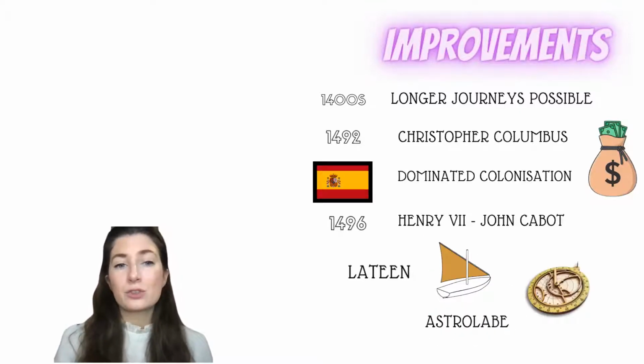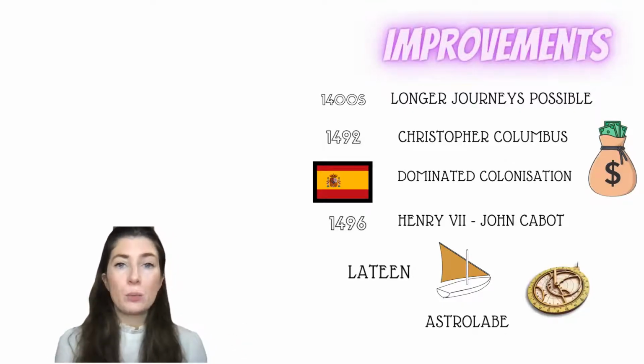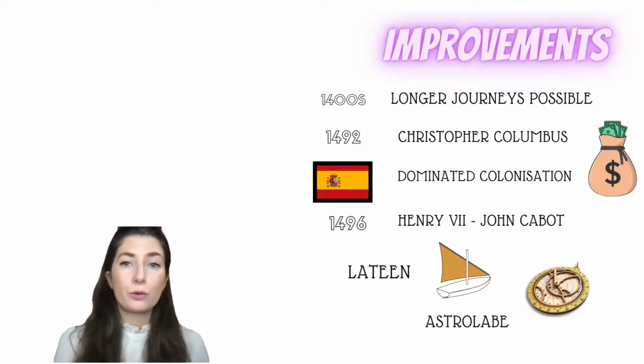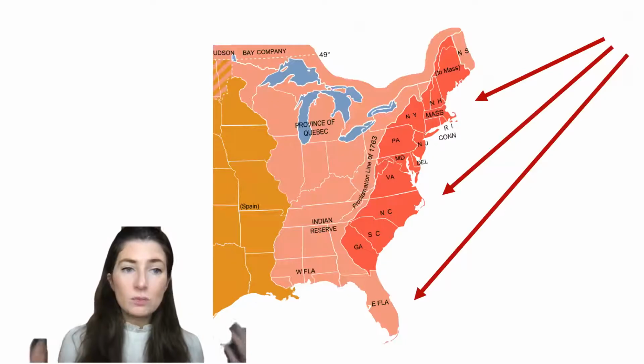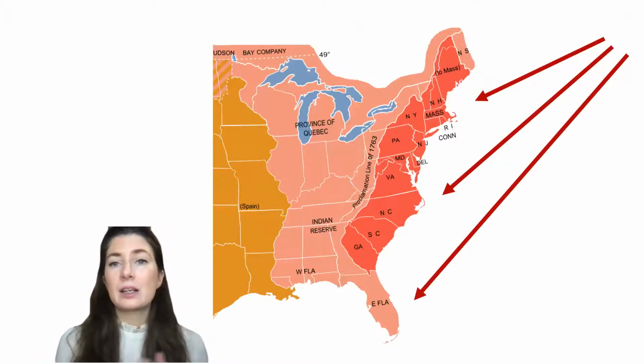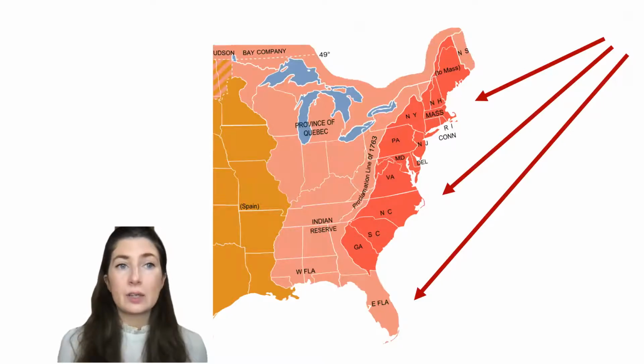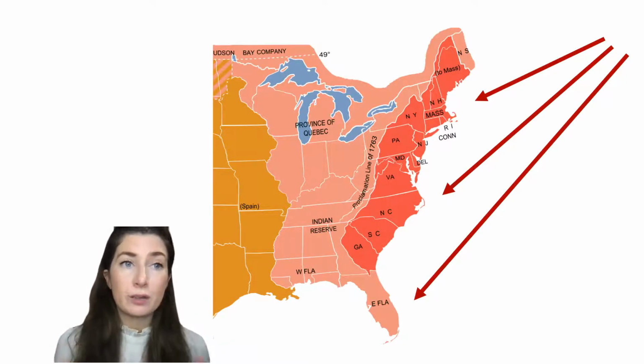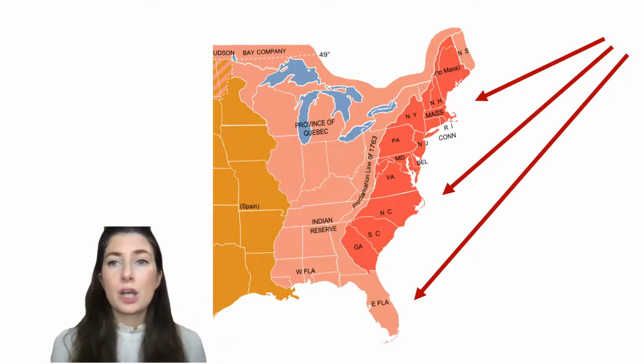And we also have the astrolabe, which was a bit like a compass, helping with navigation. So it's very, very useful, very helpful for sea travel. Now, as I said, the English community begin to settle along the 13 colonies on the east coast. This is the region that the English settle in, and it's very important that you name it the 13 colonies because it shows your terminology and specific subject knowledge.